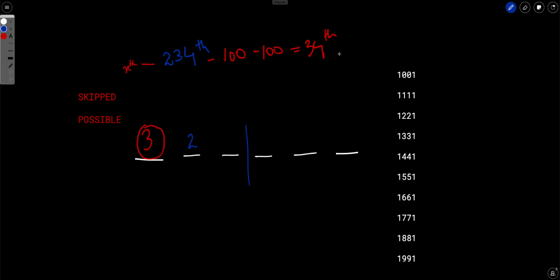But before trying 2, we have already skipped 10 palindromes by not putting 0, and we have again skipped 10 palindromes by not putting 1. So total, now we have to find the 14th palindrome. Okay. Now if we start with 2, again 10 palindromes are possible, but we need to find the 14th one. So that is not possible. So again 2 is not the right candidate.